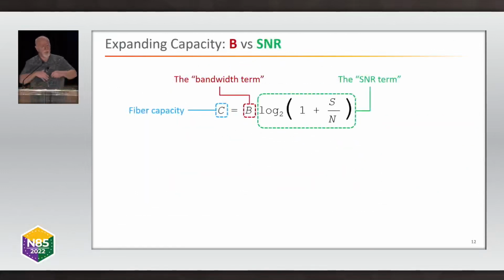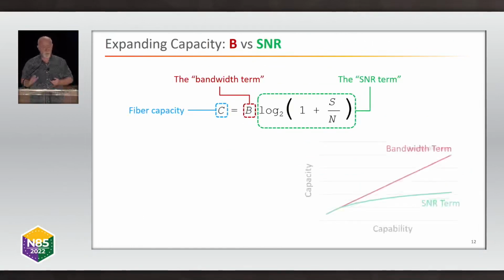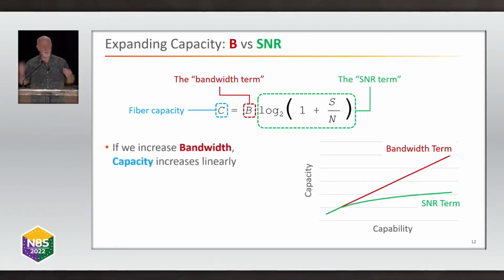So how do we expand this capacity? We can look at the B term, or we can look at the SNR term. If we plot out the bandwidth term, we see that it's nice and linear. So that looks like the best way to invest. Increasing bandwidth increases the capacity by a linear amount.